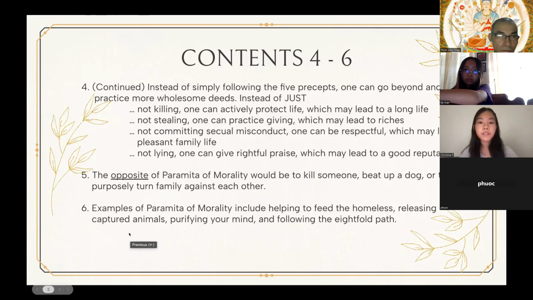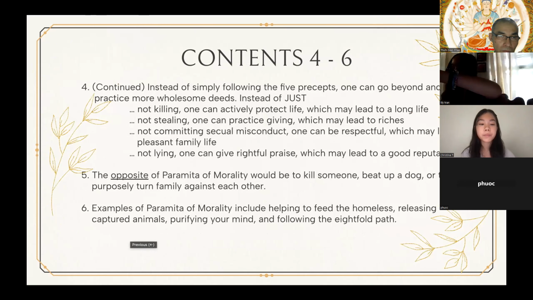Instead of just simply following the 5 precepts, one can go beyond and practice more wholesome deeds. Instead of just not killing, one can actively protect life, which may lead to a long life. Instead of just not stealing, one can practice giving. Instead of just not committing sexual misconduct, one can be respectful. Instead of just not lying, one can give praise.